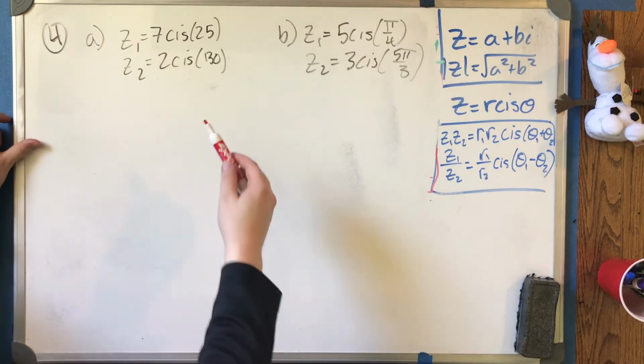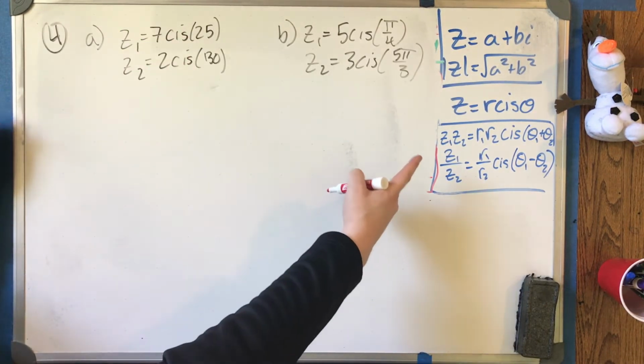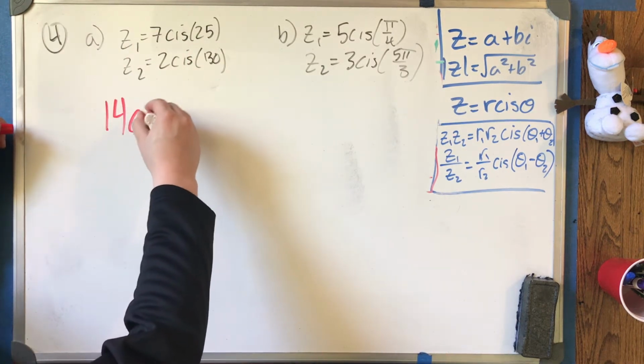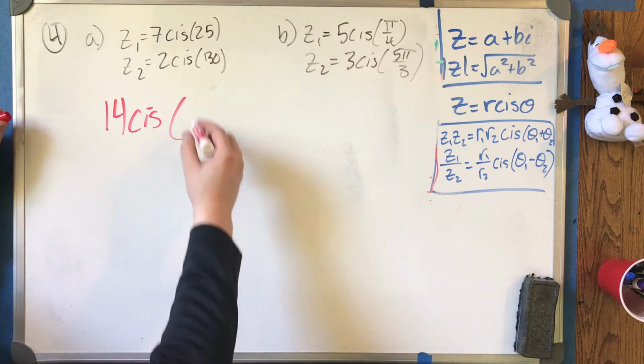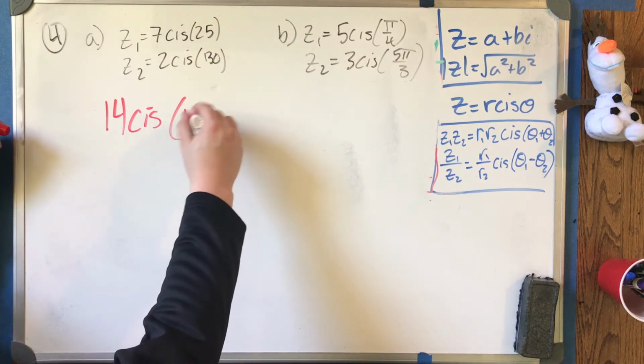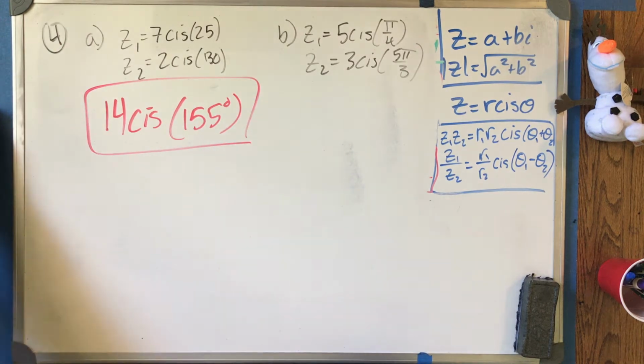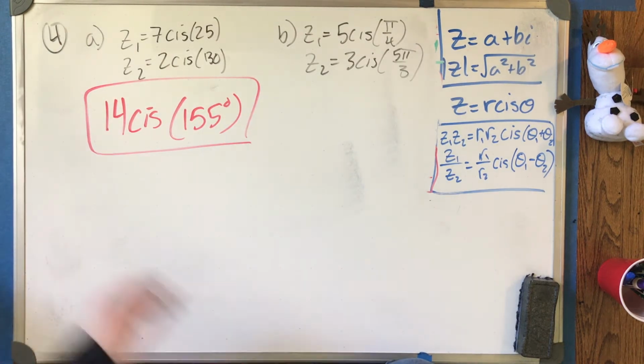What are we doing? Multiplying? All right, multiply. So we just follow the formula, take the radiuses, and multiply them together. So this is going to be 14. Cis, add the angles on the inside. So this is going to be 155. That's not a special angle, so we leave it. Boom, done. That was super hard.